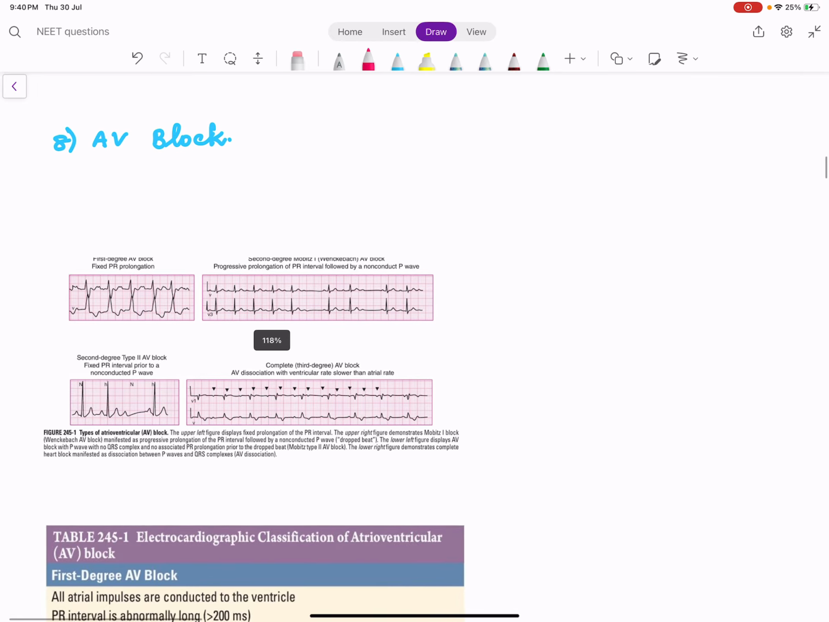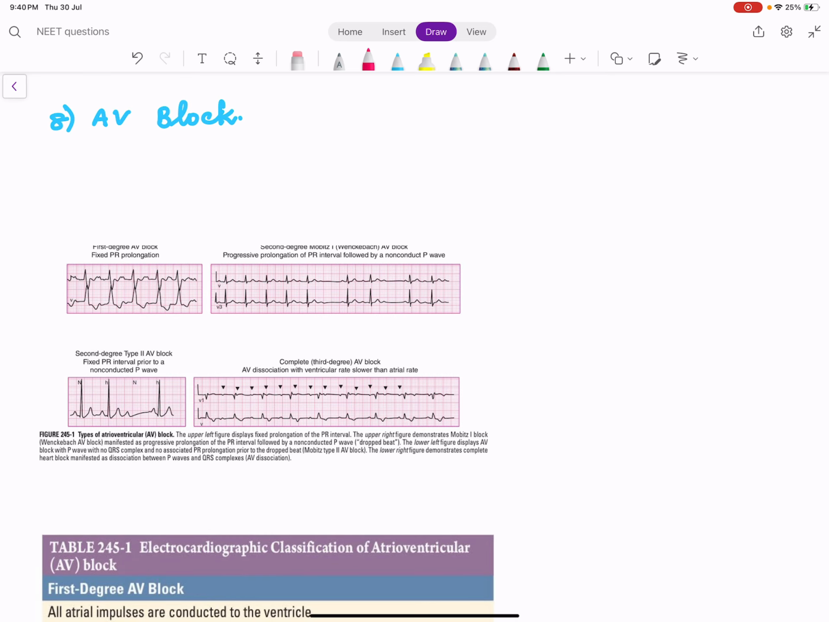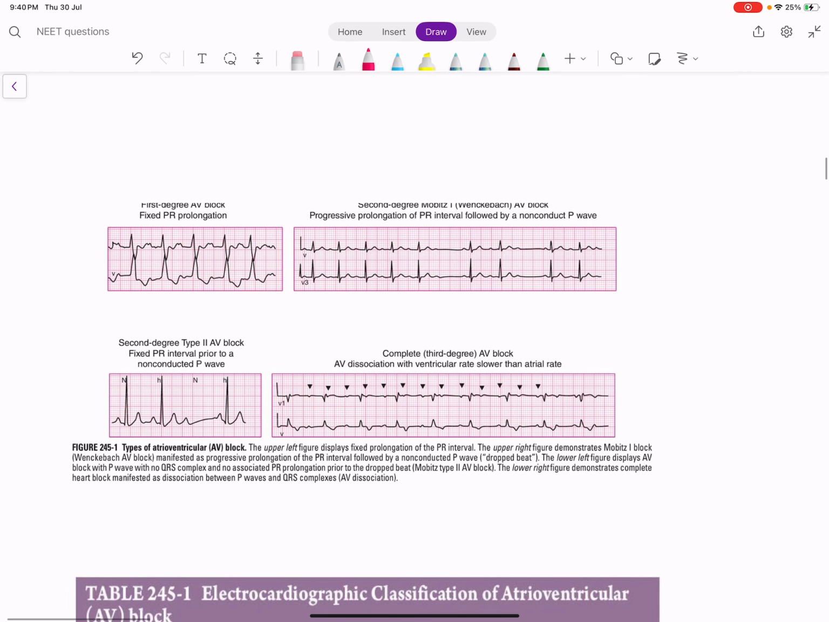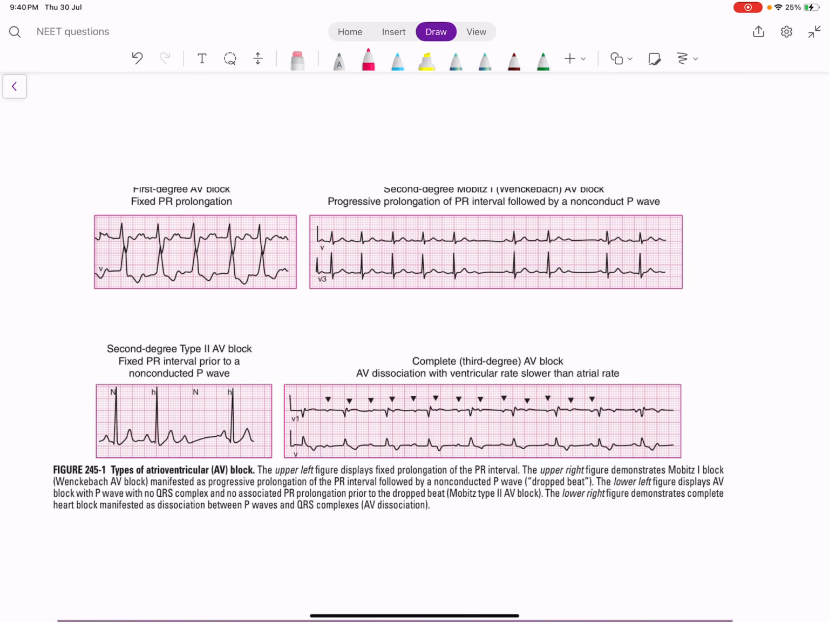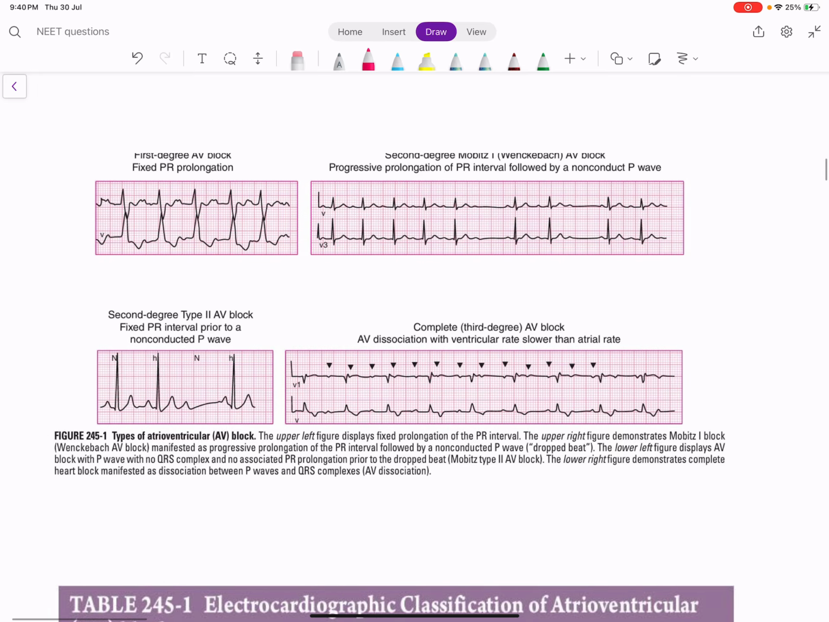Now about AV block. So when SA node is problematic, it causes a bradyarrhythmia. What if the AV node is problematic? When AV node is problematic, there may or may not be problems with rhythm. But definitely, I told you, AV node, the function is to delay conduction. When AV node is problematic, the conduction delays further. Sometimes the conduction may not be there from SA node to the His-Purkinje system. So we have 3 types: first degree, second degree, and complete AV block.